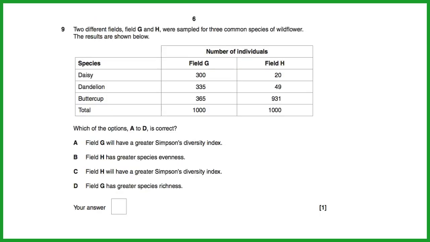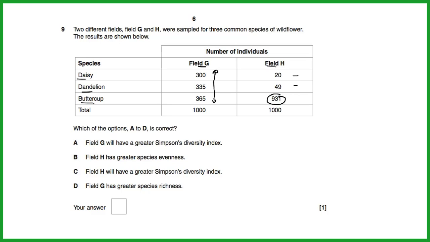Two different fields, field G and field H, were sampled for 3 common species of wildflower. The results are shown below. So the species were daisy, dandelion and buttercup, and you've got 2 fields. And then from looking at the data you can see that you've got an awful lot of buttercups in field H, but very few dandelions and daisies. Whereas in field G you've got approximately the same number of daisies, dandelions and buttercups.